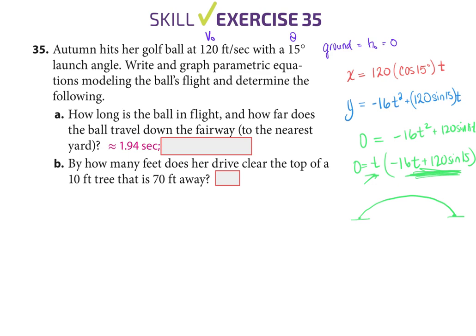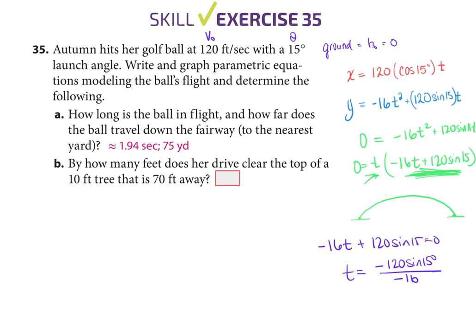Now it wants to know how far did it travel horizontally. You're going to take the 1.94 and plug it in here. After 1.94 seconds, how far does it travel horizontally? That's what you're asking now to answer the rest of that question. All right, so you should have gotten 75 yards. To get the 1.94, you're going to say negative 16t plus 120 sine of 15 equals 0. So subtract and divide. So t is going to equal negative 120 sine of 15 divided by negative 16.